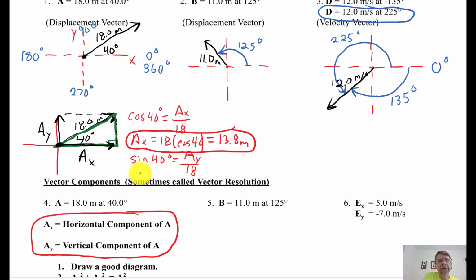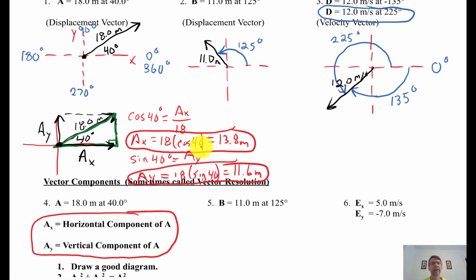All right, so A sub y, hopefully you can see this here, I'm going to erase a little bit to get in there. So that was A sub y over 18. So if I do the math then, A sub y is going to be 18 times the sine of 40. Make sure you're in degrees. If you do the math there, it comes up to be 11.6 meters. So once again, everything was 3 sig figs. It was 40.0 actually, and 18.0, 3 sig figs. So that's my y component. Sometimes that's called vector resolution, breaking the vector up into its 2 components. All right, that's my first trial.